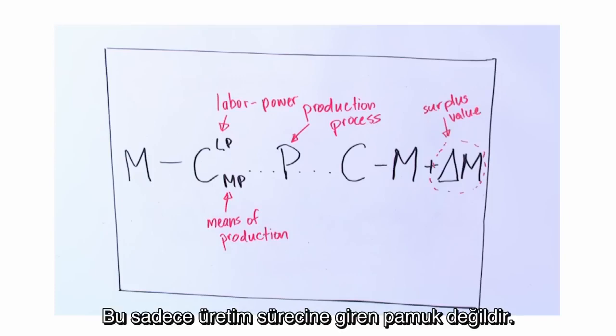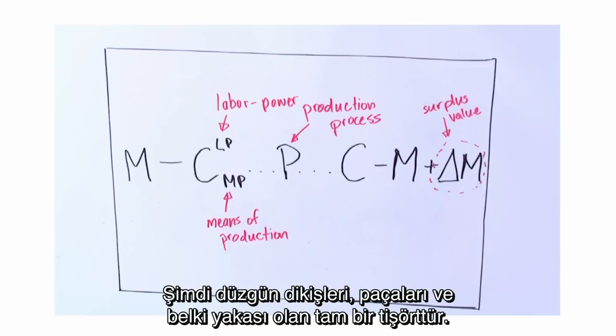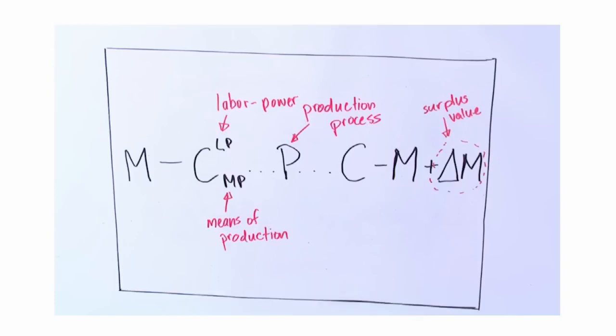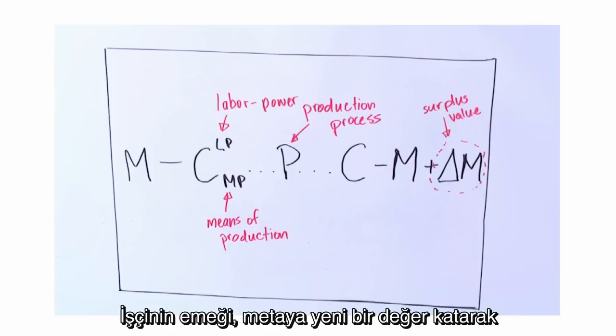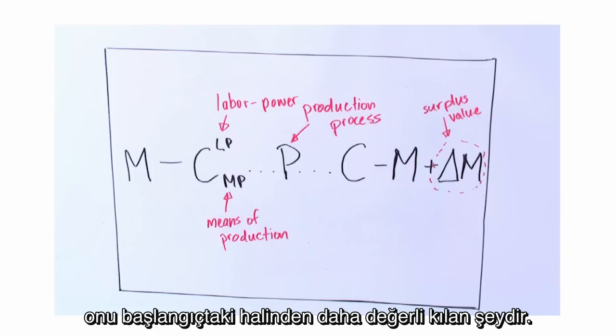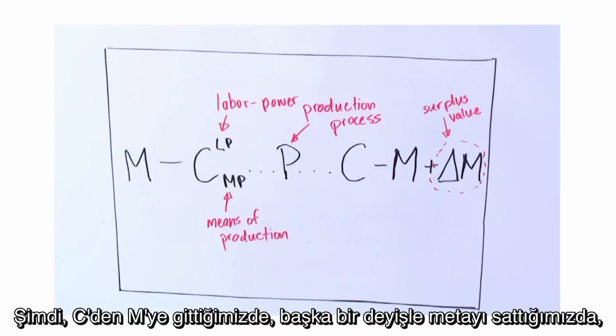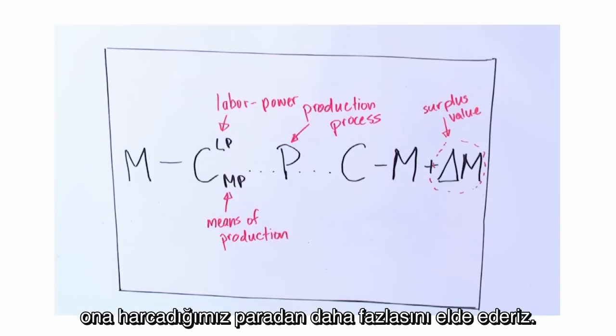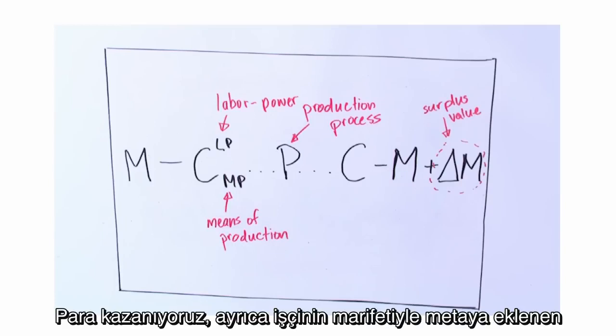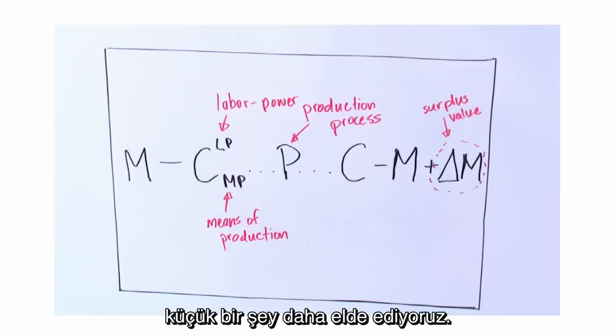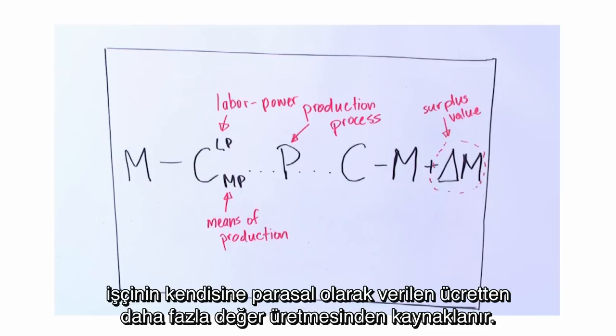It's not just the cotton that was going into the production process. Now it's a full t-shirt with proper stitches, hems, and maybe a collar. The worker's labor is what added new value to the commodity, making it more valuable than its original form. Now when we go from C to M, in other words, when we sell the commodity, we get more than the money we put into it. We get money plus a little something more, added to the commodity courtesy of the worker. This surplus value, as Marx called it, comes from the fact that the worker produces more in value than he or she is given in monetary compensation.